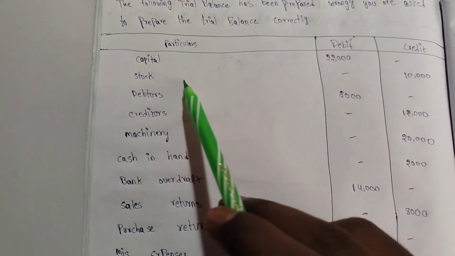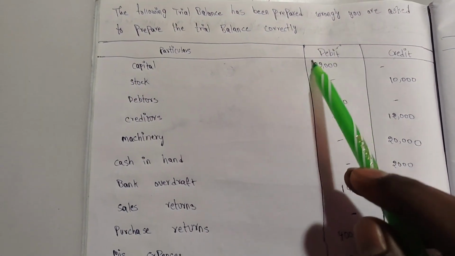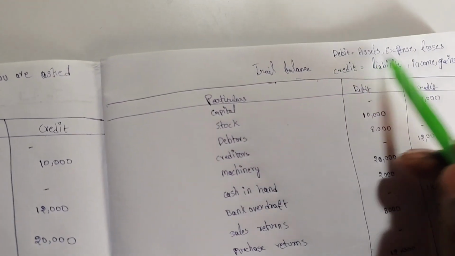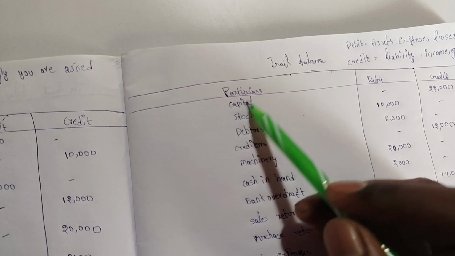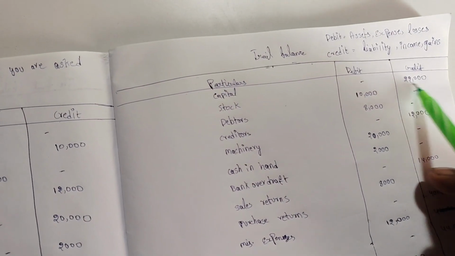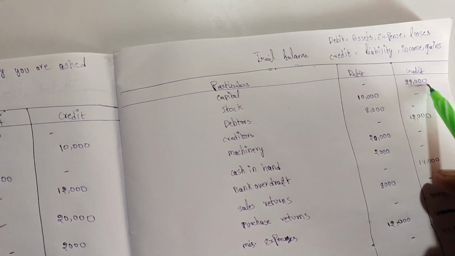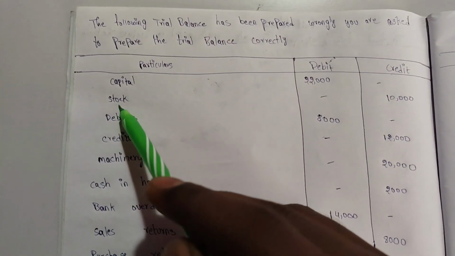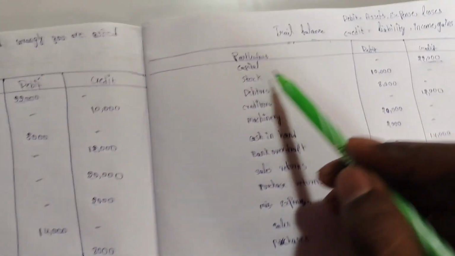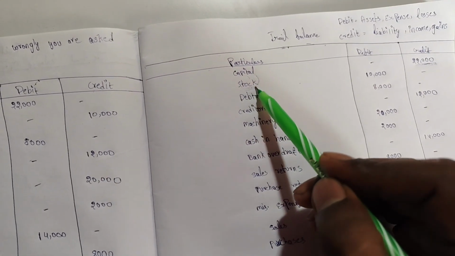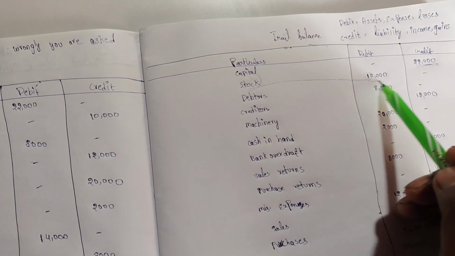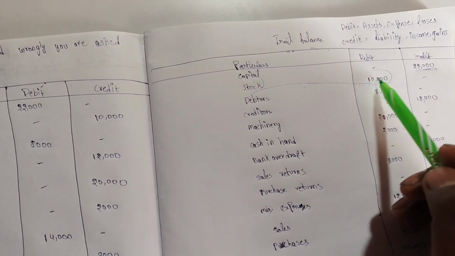First one is capital. Capital 22,000 is debited. As per the rule, we have to debit assets, expenses and losses. Capital is not an asset, it is a liability. So we should credit the capital amount on the credit side of the trial balance. Second one is stock. Stock is an asset, right? It is not sold, so it is treated as an asset. So we should debit the stock, 10,000 in the debit side column.